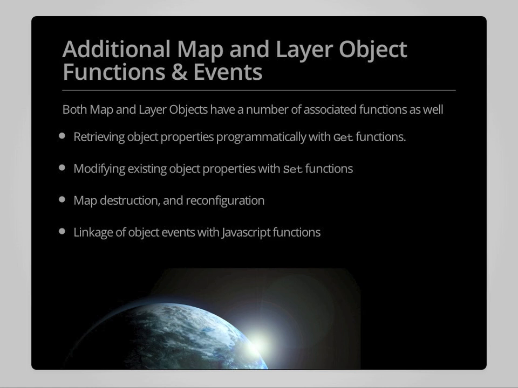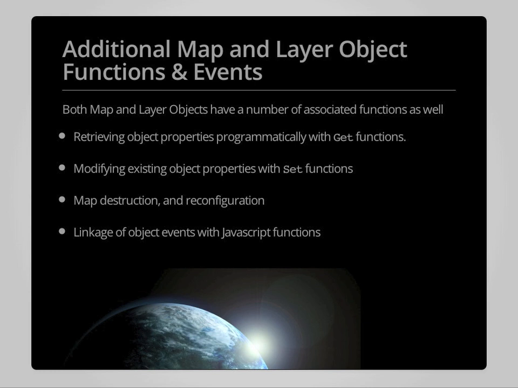So these are just a few of the options for the map and layer objects, but there are some additional functions and events that you should at least be aware of, and that you have seen in the textbook, and if you've been looking at the API documentation as well. But these are capabilities that you should keep in mind as you contemplate building your own OpenLayers mapping applications.